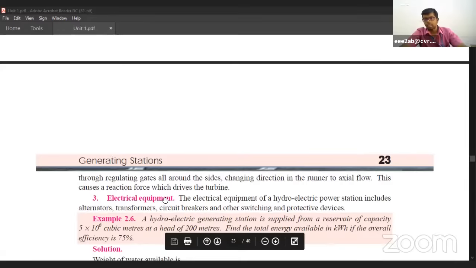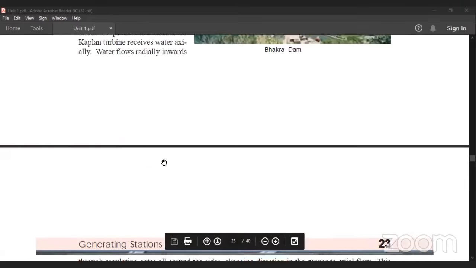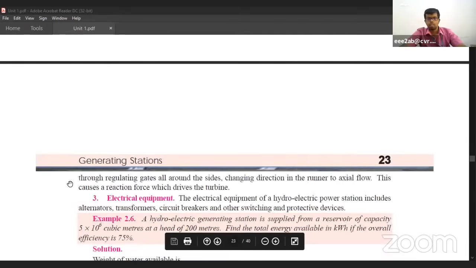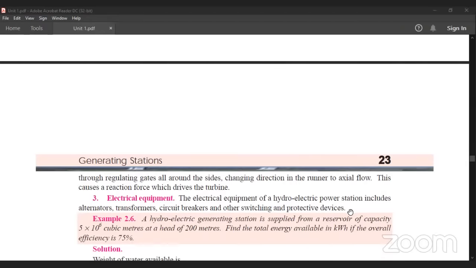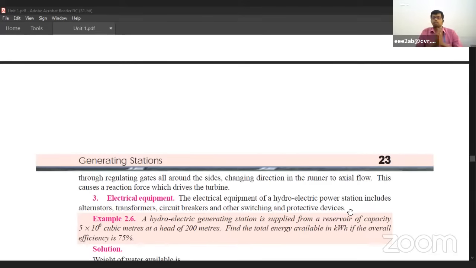Next, after that, the electrical equipment. So this is up to the turbines. Next is the electrical equipment. The turbine is hitting the alternator. After that we have electrical equipment like alternator, transformers, circuit breakers, and other switching operations and protection devices. As I said, the alternator voltage ranges from 11 kilovolt to 25 kilovolt. It depends on the size of the generating station.